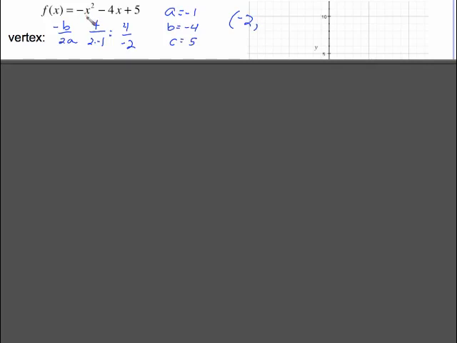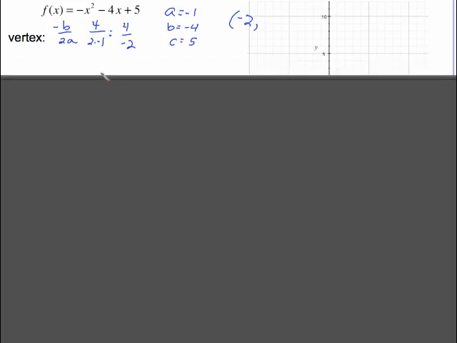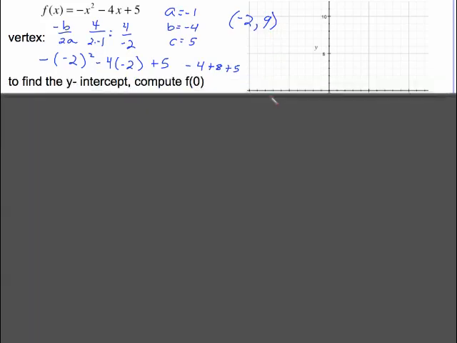Now I have to do this arithmetic to get the second part of my vertex. So this is negative of negative 2 squared minus 4 times negative 2 plus 5. Negative 2 quantity squared is a positive 4, but we still have that negative in front. So this is negative 4. Negative 4 times negative 2 is a positive 8, plus 5 is going to give us 9. So the vertex of this parabola is (-2, 9).